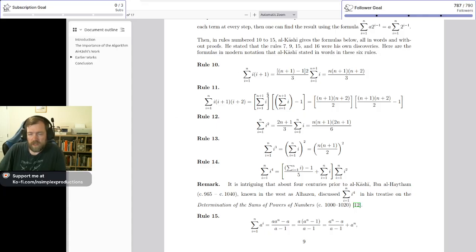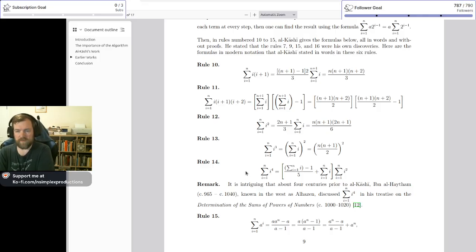Alright, Rule 10 was the summation of i times (i plus 1) from 1 to n. Rule 11, the summation of i times (i plus 1) times (i plus 2) from 1 to n. Rule 12 is the sum of squares from 1 to n. Rule 13 is the sum of cubes from 1 to n, and Rule 14 is the sum of fourth powers from 1 to n.